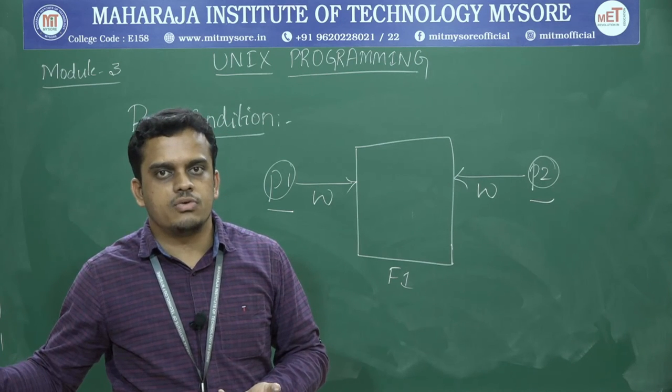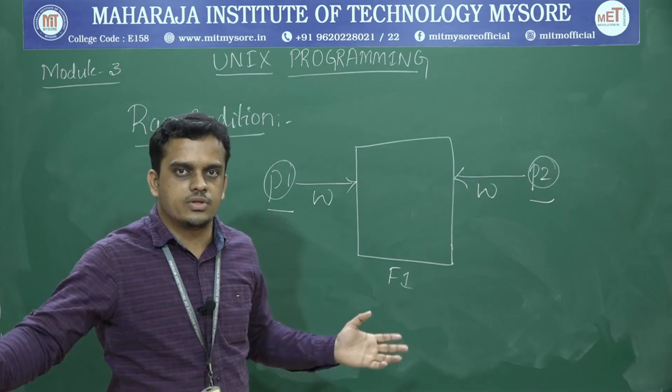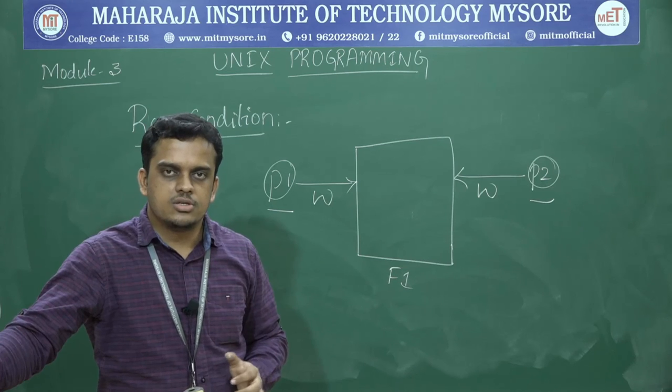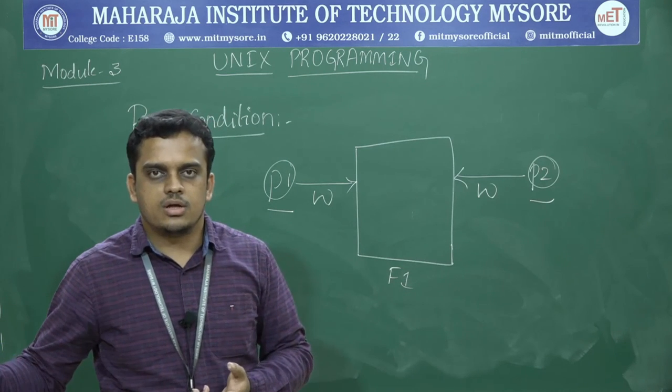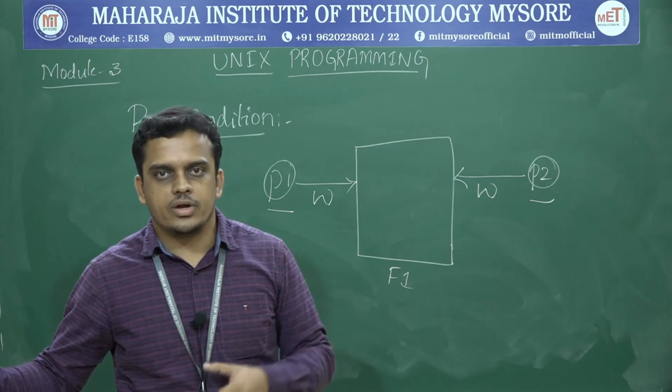To avoid a race condition, all it requires is that we schedule the processes in such a way that there will be no ambiguity between the execution of those processes. So we will know in detail, with some examples, what exactly a race condition is and how to avoid a race condition.